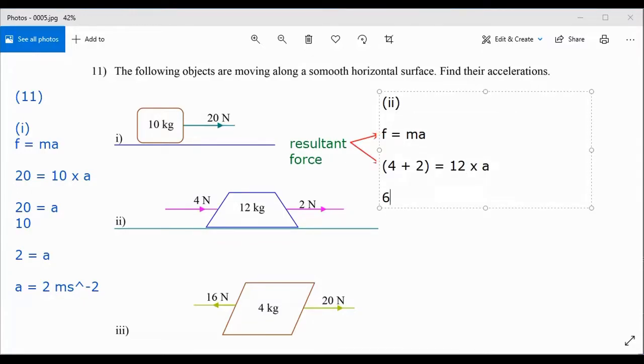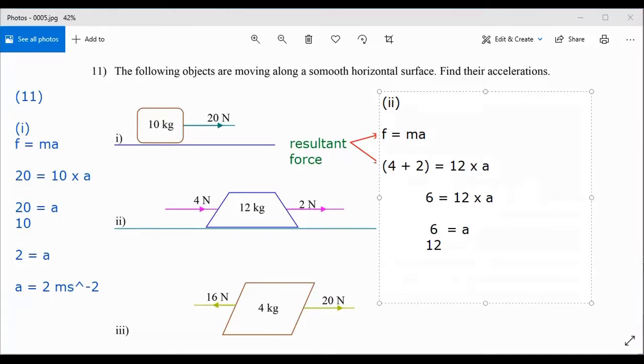So 4 plus 2 is 6 equals 12 times a. So in the next step, we can take this multiplication 12 into the other side as division 12, right? So it will be 6 divided by 12. 6 divided by 12 equals a. Got it? So 6 divided by 12 is half.